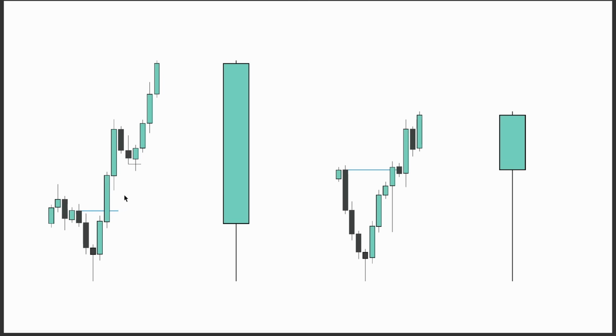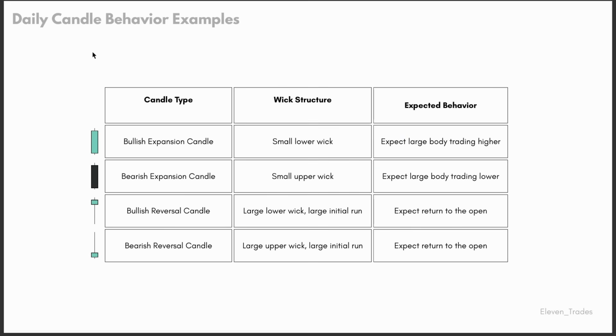The expansion candles are always high probability, and this is the chart for the daily candle's behavior. When we have a bullish expansion candle, it will create a small wick lower and then expect a large body higher. Bearish expansion candle, small wick higher, large body lower. Bullish reversal candle, large wick lower and then a small body, trading back to the opening price. Bearish reversal candle, large upper wick and then trading back to the opening price. So this is the table for that.